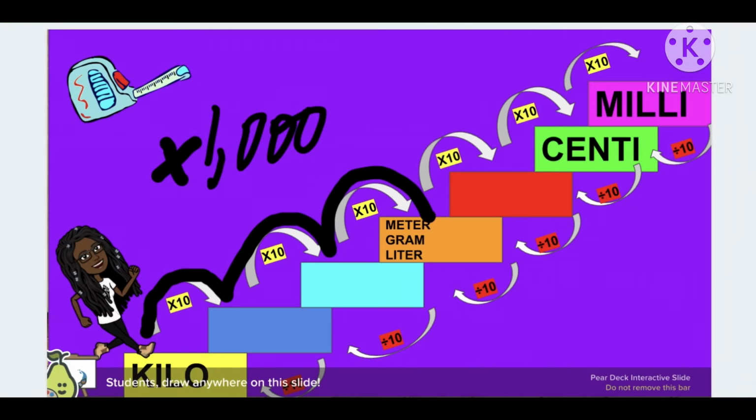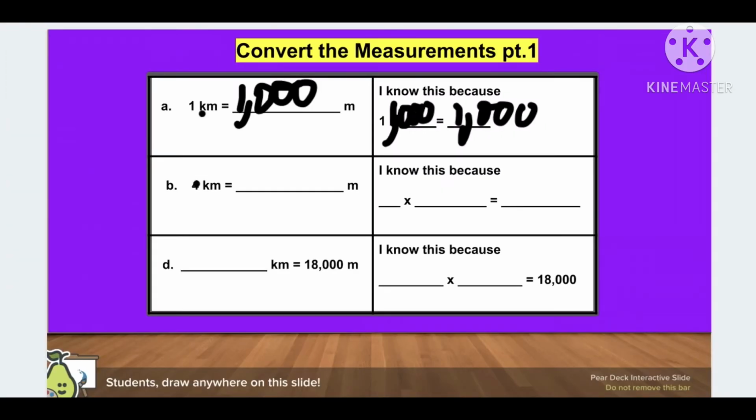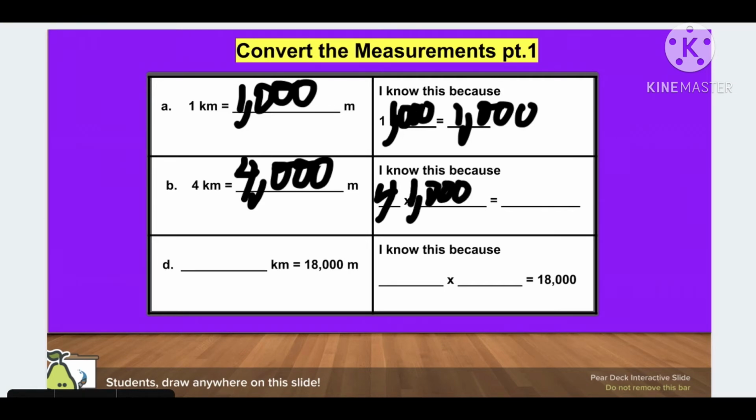So let's fill this in together. 4 kilometers equals what? Equals blank meters. If 1 kilometer equals 1,000 meters, what does 4 kilometers equal? Good job. Yeah, 4,000 meters. I know this because 4 times 1,000 equals 4,000. Let's try this last one.